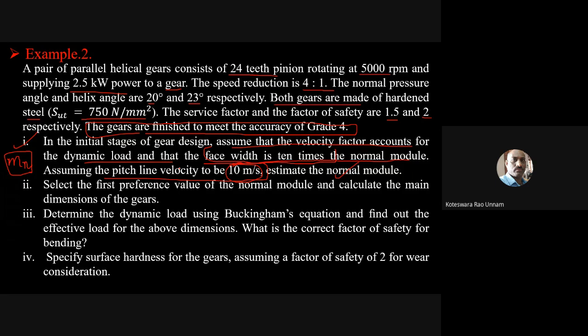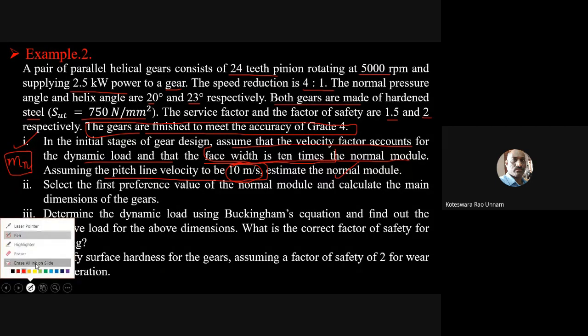Then finally, he asked us to specify the surface hardness for the gears, assuming a factor of safety of 2 for wear consideration. So you have to consider wear, and for wear consideration you need to take the factor of safety as 2. Then what should be the required hardness of the surface of the gears? That's what he has given in the problem. Now we'll see the solution step by step.